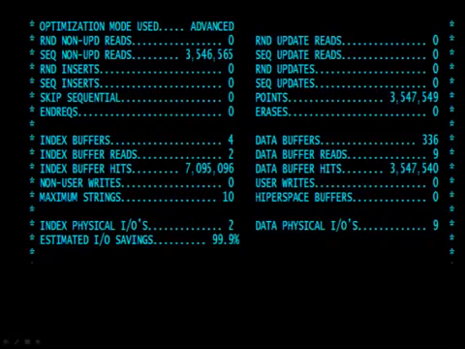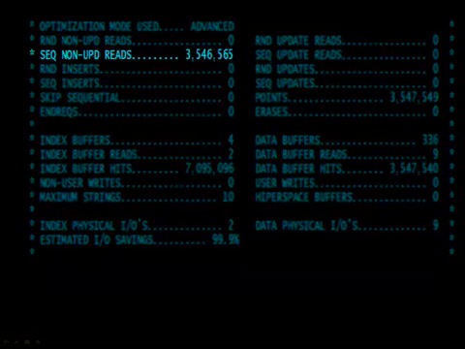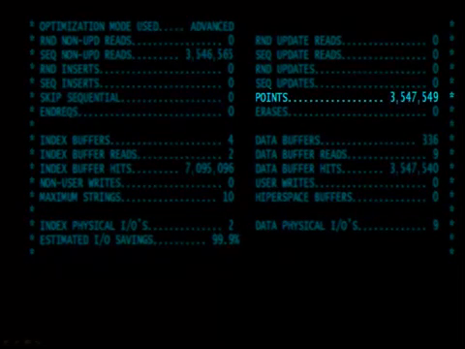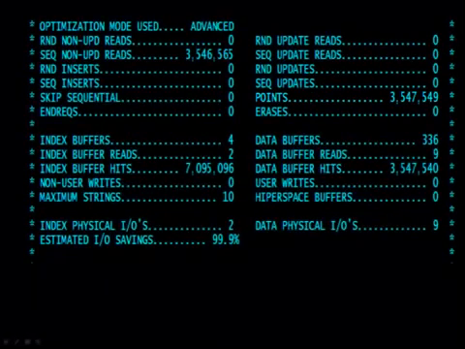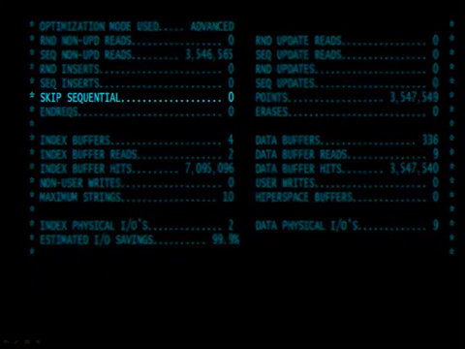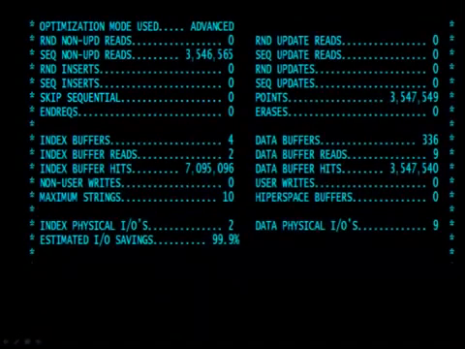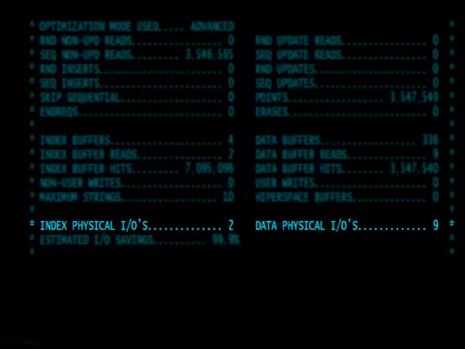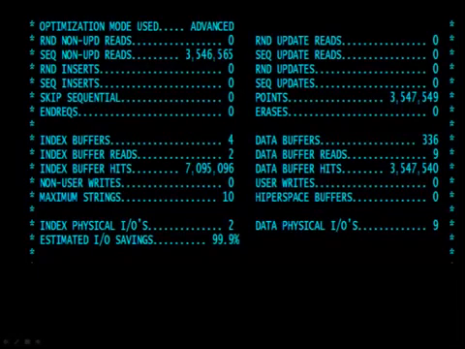Let's look at a report that shows the difference that Data Optimizer made in one situation. A VSAM file had about 3.5 million reads and about 3.5 million points. This is in one execution. And we can see that this program skipped sequential processing. Without the Data Optimizer, VSAM would have needed over 10 million physical accesses to the index and data blocks. However, with the Data Optimizer, this was actually reduced to 2 physical index reads and 9 physical data reads.